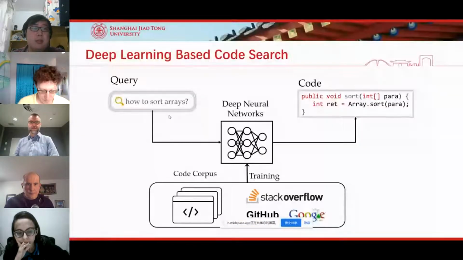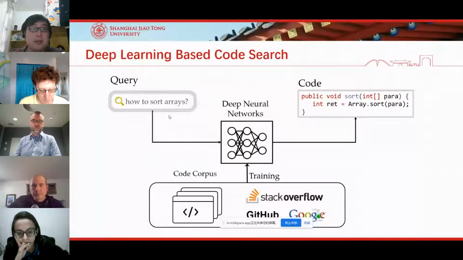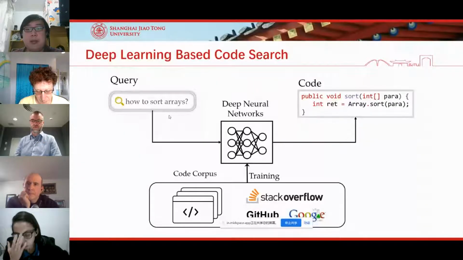The past few years have witnessed the rapid development of deep learning-based code search, in which a bimodal deep neural network is trained based on a large parallel corpus of code and natural language. The deep neural network computes the vector for both the query and code snippet in the code base, and then searches code snippets based on their vector similarity.